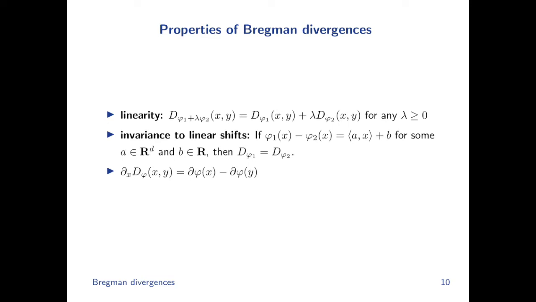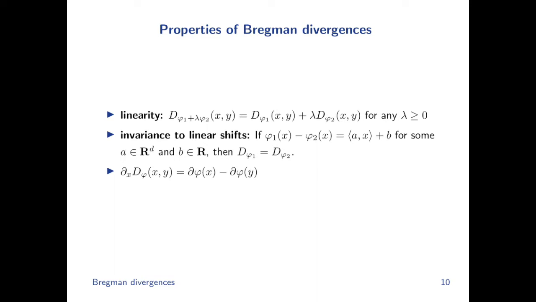The other property is invariance to linear shifts. Again, this is not hard to see. You just plug it in. What it says is that if I take the base function and I add a linear term to it, a term of the form an inner product with x plus b, this type of an affine term, then it doesn't change the Bregman divergence. And the way that you see this is you just plug this linear term in and see that it just cancels out in the definition of the Bregman divergence.